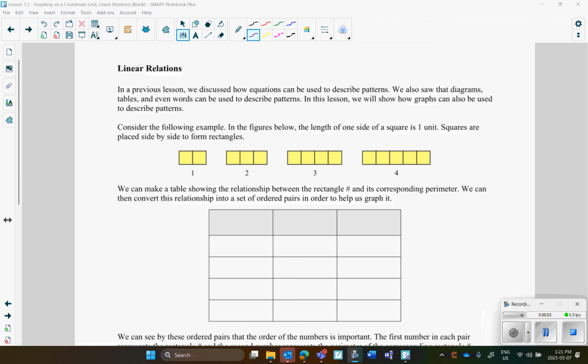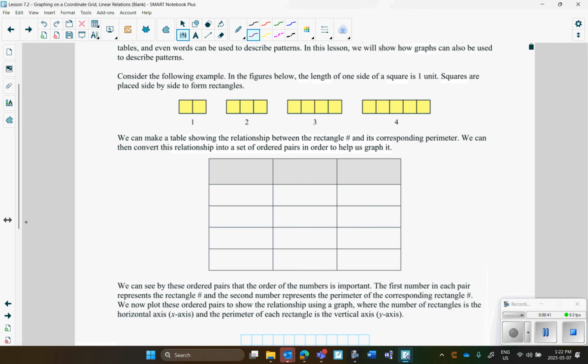So now that we're familiar with graphing points, let's start looking at doing some more graphing. In the last lesson, we talked about how we can convert patterns into equations. Here we have an example with the figure number, which is made up of little squares, and we are finding the relationship between the figure number and the perimeter of the shape.